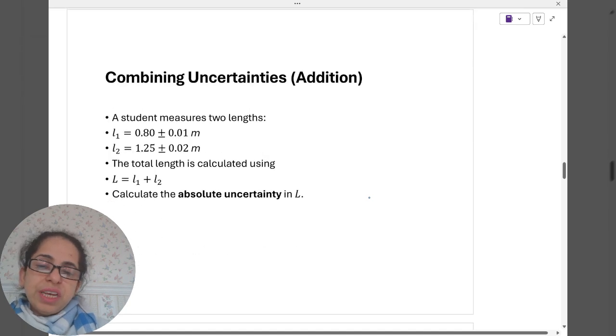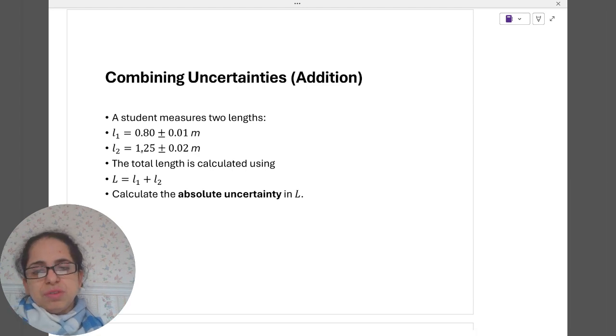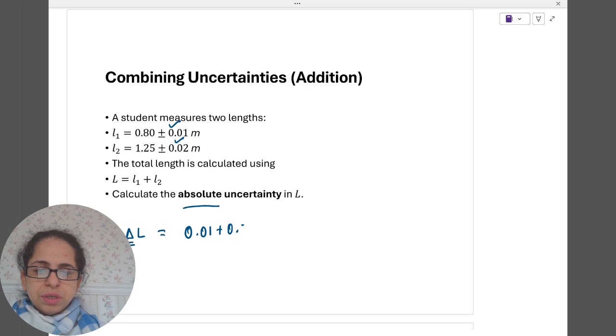Let's try another one. Now, you have taken 2 readings, length 1 and length 2, but you've used maybe different instruments. Now, the total length. The absolute uncertainty would definitely increase. So that is 0.01 plus 0.02. That's 0.03. That's your absolute uncertainty.